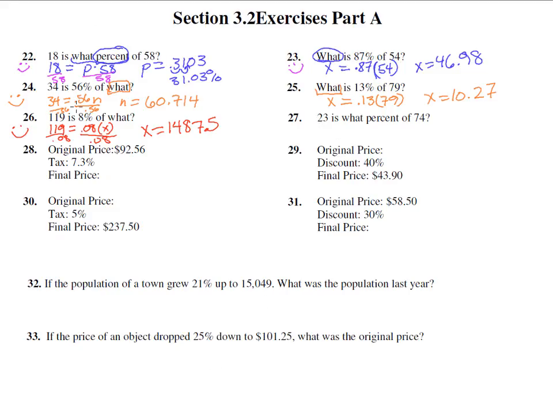Number 27. 23 is what percent of 74? So we're looking for a percent. I'll use P again since we're searching for a percent. So times 74. Alrighty. Look, we have an equation. That's a happy thing. We know how to get P by itself. We divide by 74.